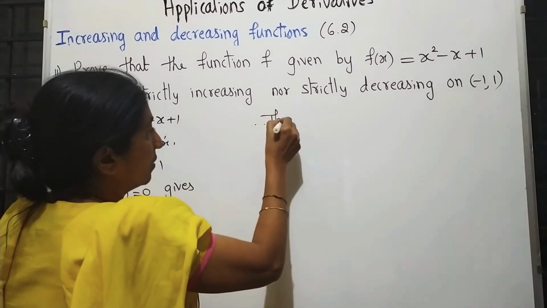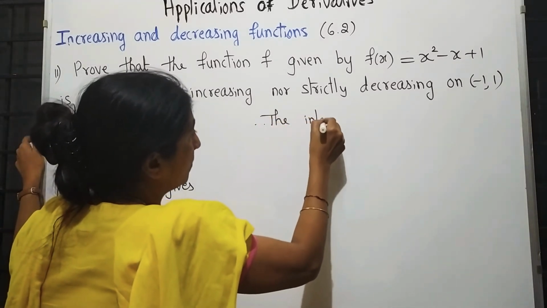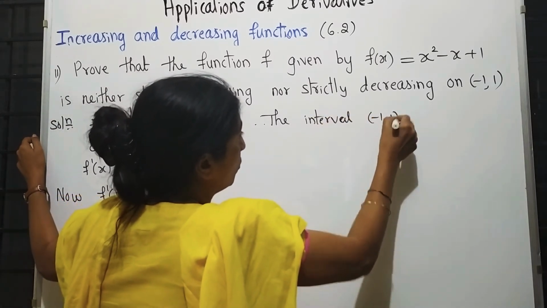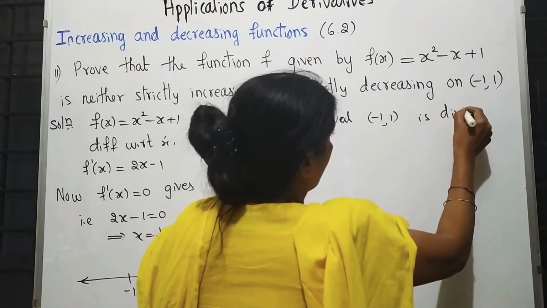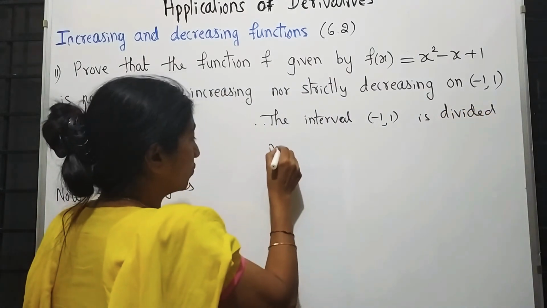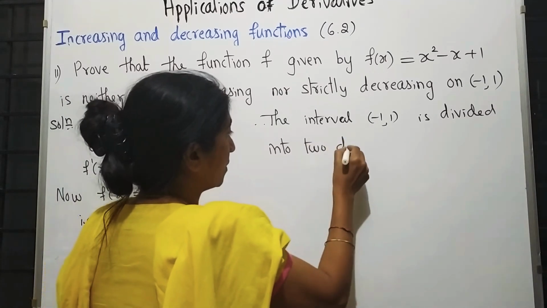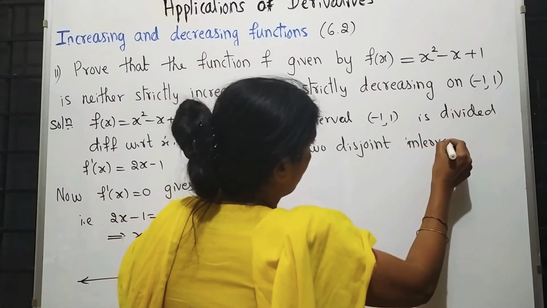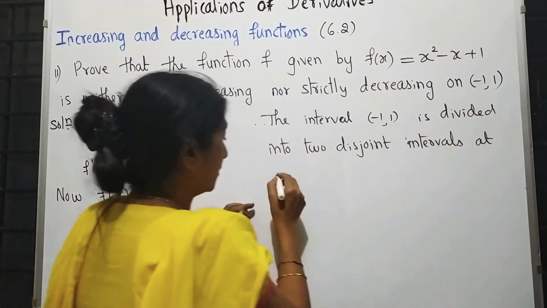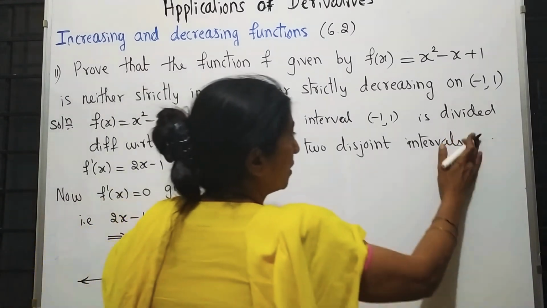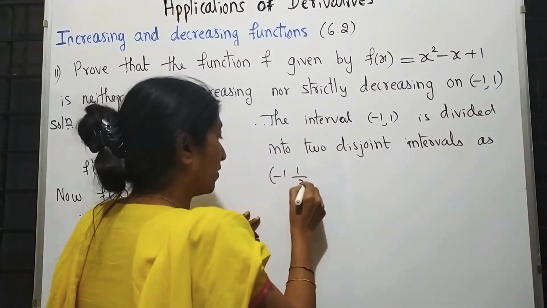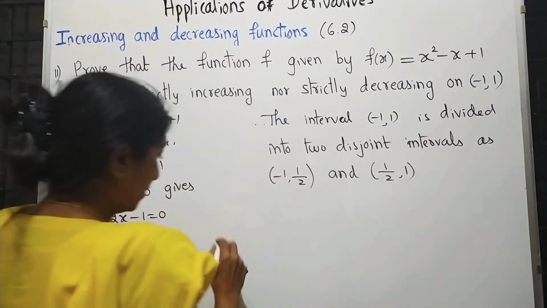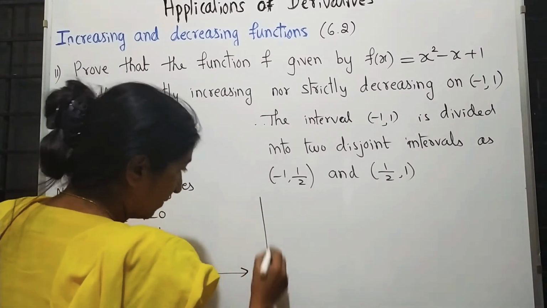Therefore, the interval minus 1 to 1 is divided into two disjoint intervals: minus 1 comma 1 by 2 and 1 by 2 to 1. Now construct the table here.